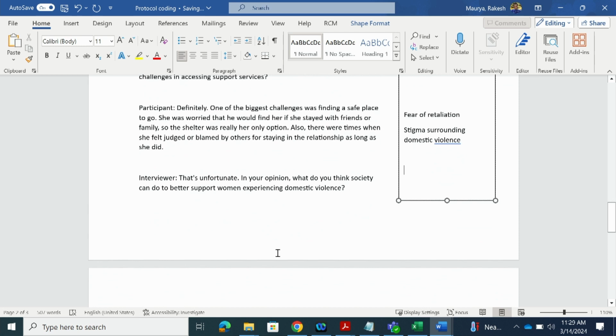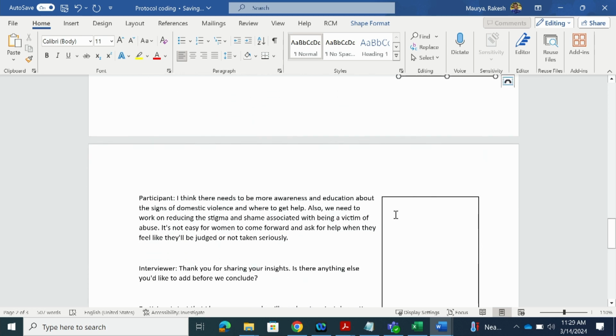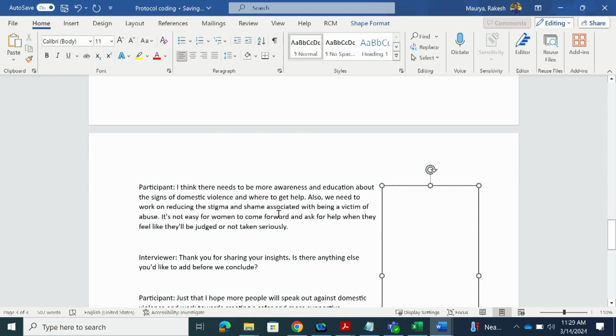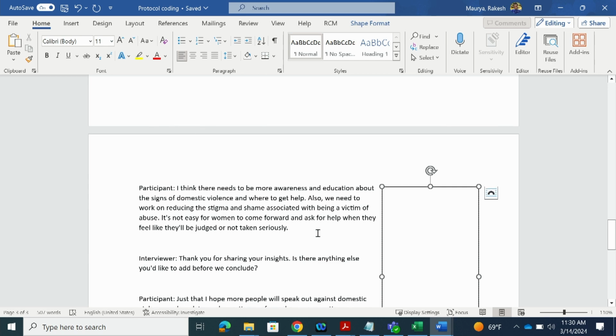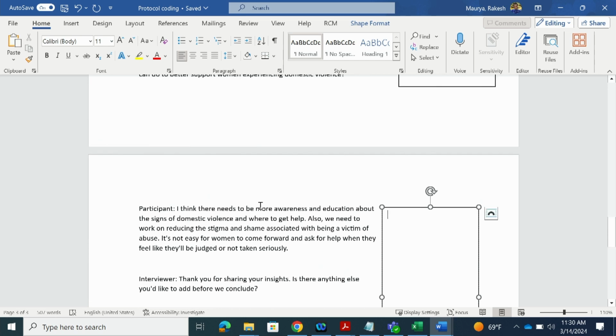Interviewer: That's unfortunate. In your opinion, what do you think society can do to better support women experiencing domestic violence? Participant: I think there needs to be more awareness and education about the signs of domestic violence and where to get help. Also, we need to work on reducing the stigma and shame associated with being a victim of abuse. It's not easy for women to come forward and ask for help when they feel like they will be judged or not taken seriously. So the first sentence talks about more awareness and education that needs to be done.